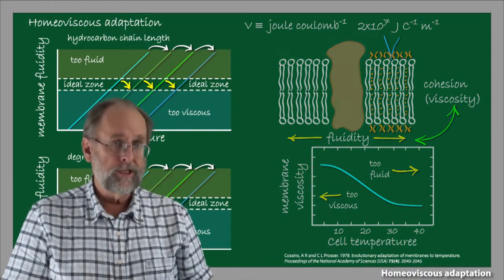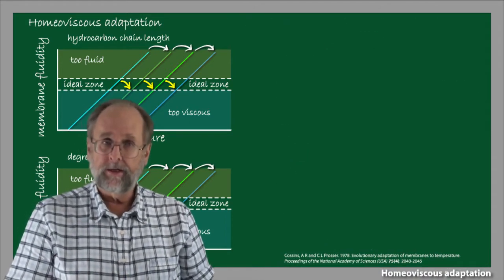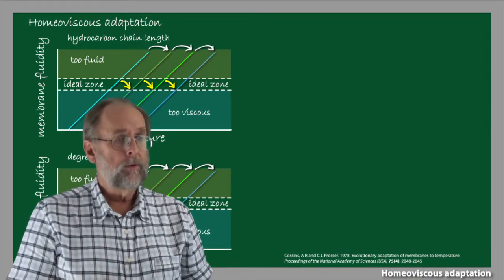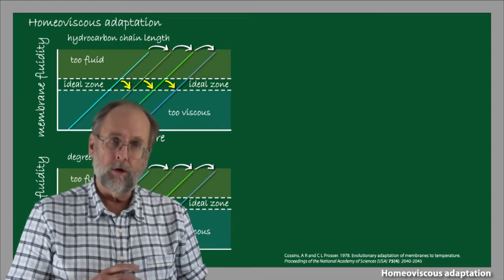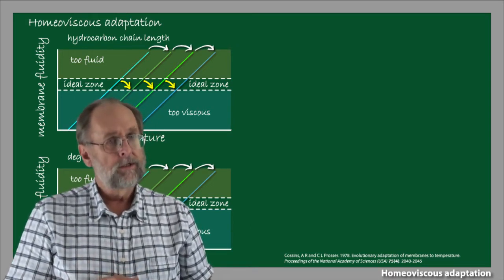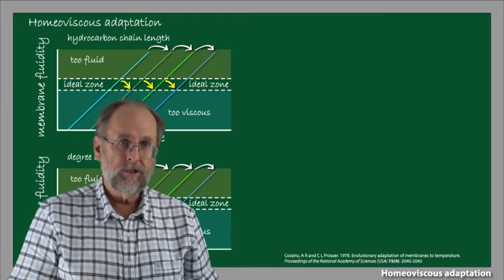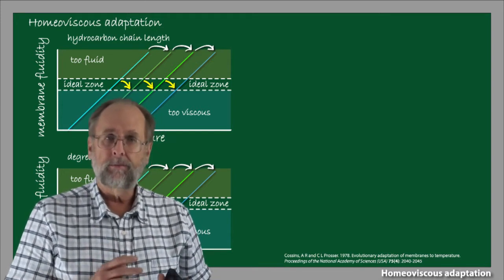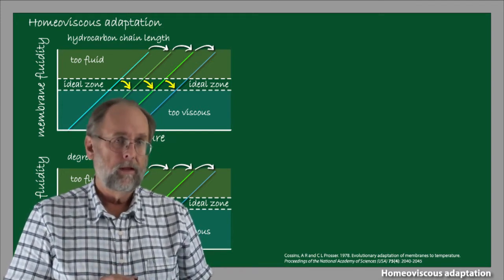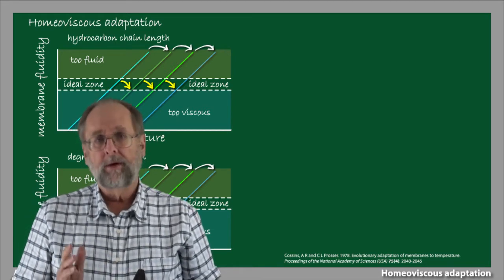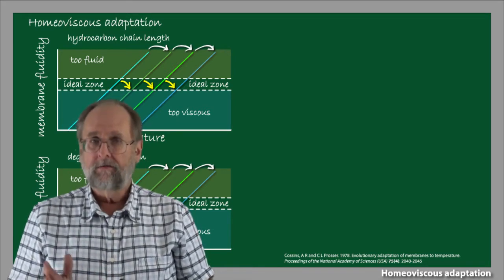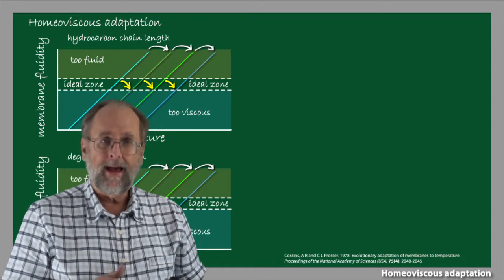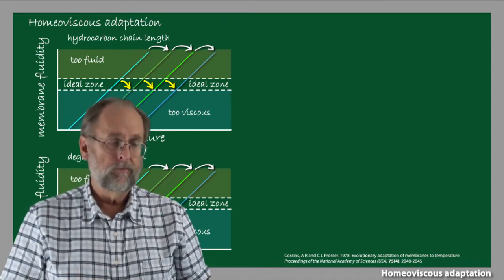Okay, we've made our prediction. Now, does it have any validity? The answer to that question is both yes and no. This question has been studied extensively in fishes, so let's take a look at some data from them. This study compares brain cell membrane phospholipids from two different fish adapted to different temperatures.